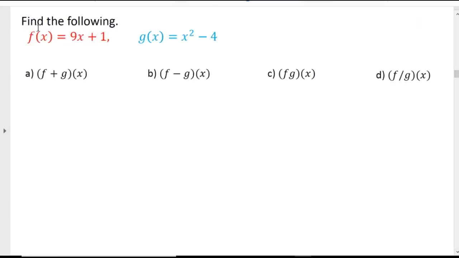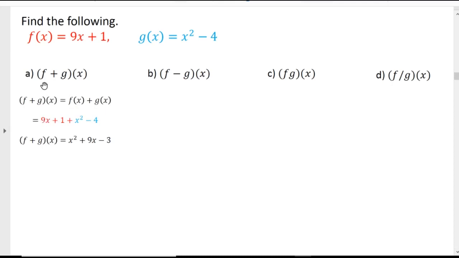The next type of question we have is find the following. So they give us an equation, f of x equals 9x plus 1, and g of x equals x squared minus 4. We want to add the two equations, f plus g of x. So the first step is to write down how this is defined. So f plus g of x is the same as f of x plus g of x.